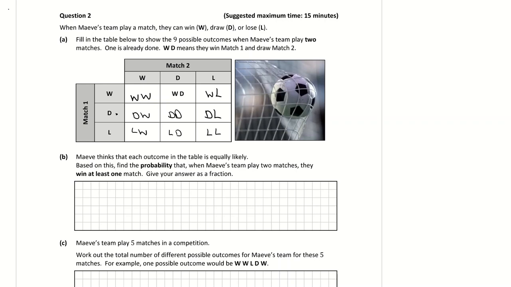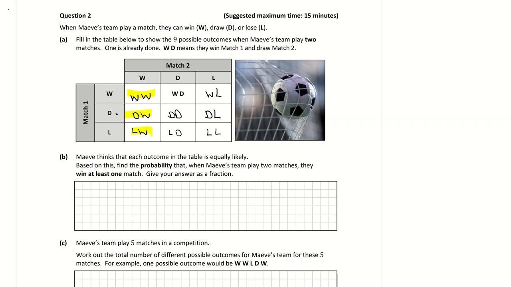Part B then. Maeve thinks that each outcome in the table is equally likely. Based on this, find the probability that when Maeve's team plays 2 matches, they win at least 1 match. Give your answer as a fraction. So we're looking for winning at least 1. Well, here they've won 2, so I can accept that.